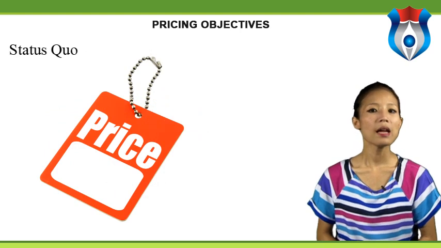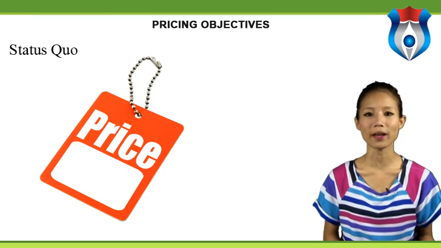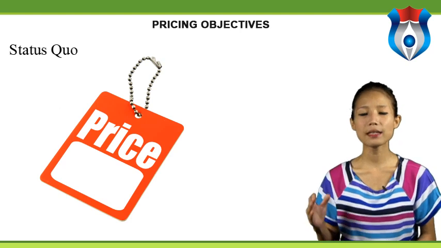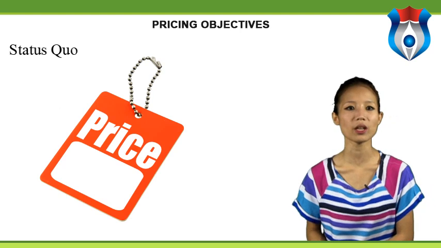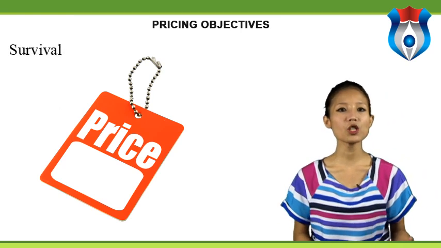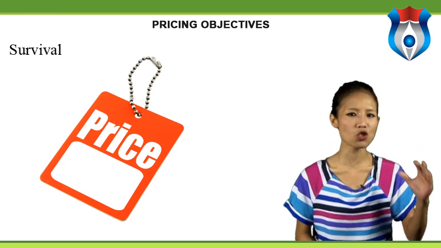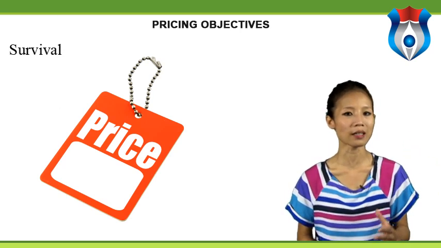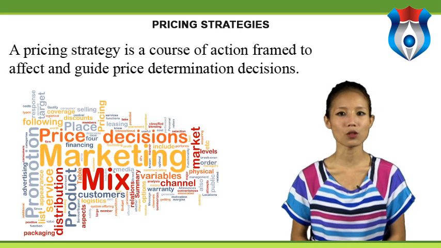Status quo. It seeks to keep product prices in line with the same or similar products offered by competitors to avoid starting a price war or to maintain a stable level of profit generated from a particular product. Survival. It is put into place in situations where a business needs to price at a level that will just allow it to stay in business and cover essential costs. Let us now discuss pricing strategies.